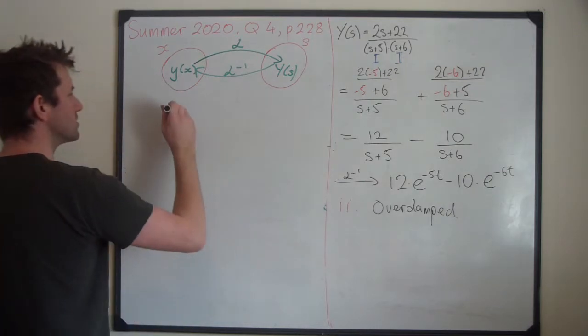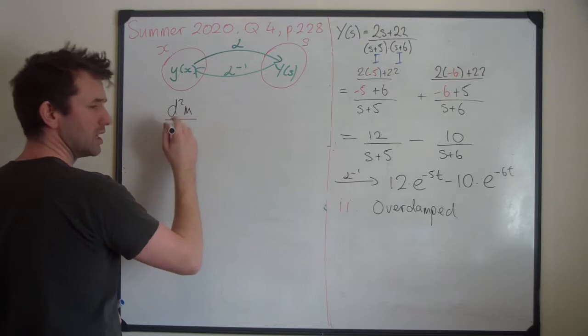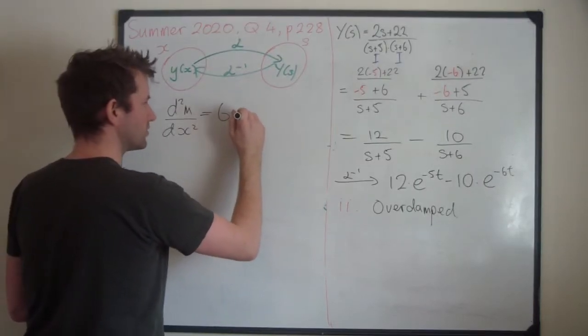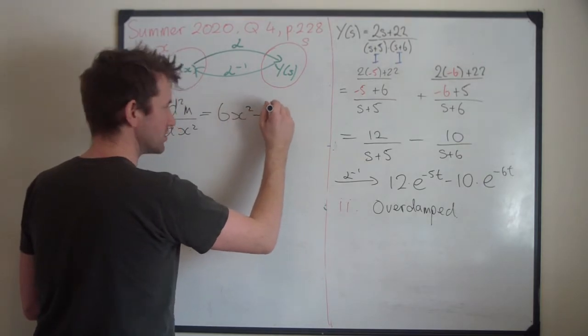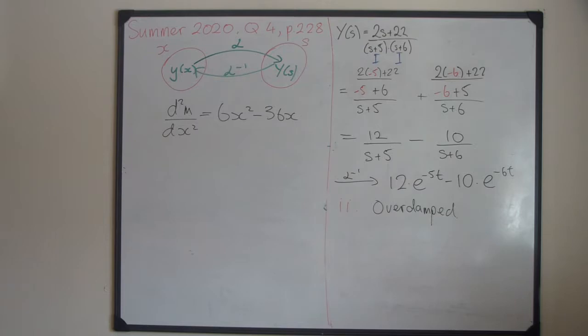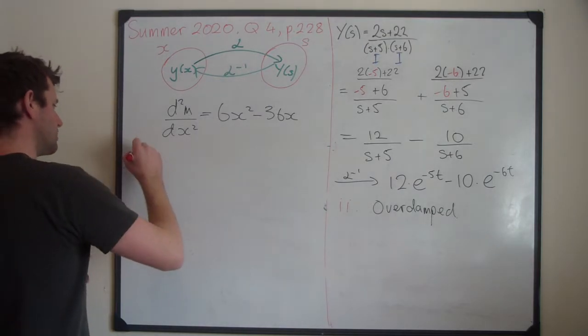This ordinary differential equation: second derivative of bending moment is equal to 6x squared minus 36x, and the initial values of the bending moment and its derivative are also given. The first question is to solve this using the Laplace transform.